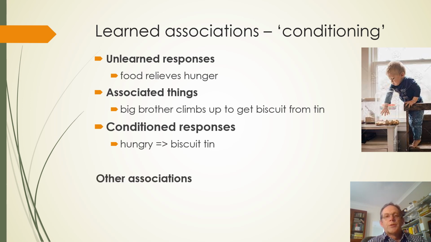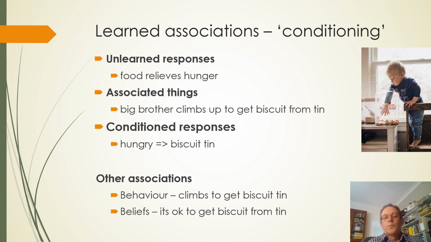So there are other associations in that scenario, and one is a behaviour that is seen, not just that the biscuit tin and the biscuit relieves hunger, but there's the climbing up, and also a belief, right or wrong, that it is okay to get a biscuit from the tin, which his mother may influence him in a different direction later on. But this associated learning is something that does drive behaviours. And let's look at the next slide, which is about how to understand automatic behaviours, that is, behaviours and beliefs that have been set up through these associations.